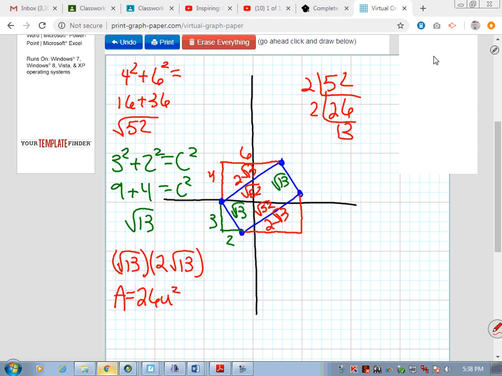Okay, perimeter is radical 13 plus 2 radical 13 plus radical 13 plus 2 radical 13. Well, 2 radical 13 plus 2 radical 13 plus radical 13 plus radical 13. Keep in mind, there's 1s in front of all these. So 1 plus 2 is 3, plus 1 is 4, plus 2 is 6. So I get 6 radical 13 units in terms of my length. So 6 radical 13 units.